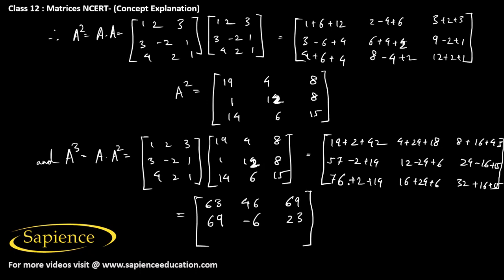Then it will be 76 plus 16. So it is 6, 2s are 12, 7, 8, 9, 92. And then this will be 24 plus 6 is 30, 30 plus 16 is 46. And then again, 16 plus 15 is 31, so this will be 63. So this is the matrix A cube.